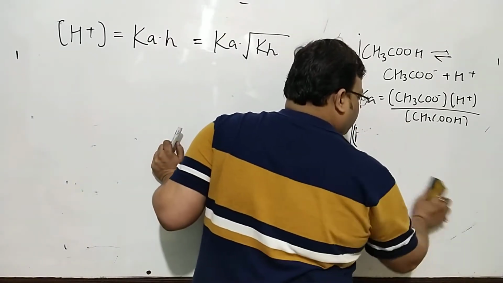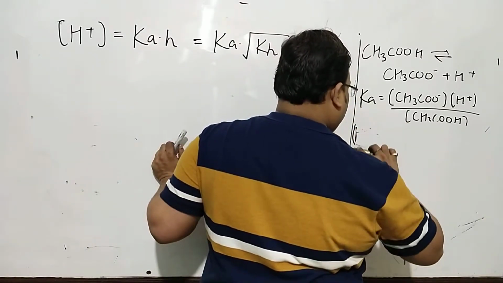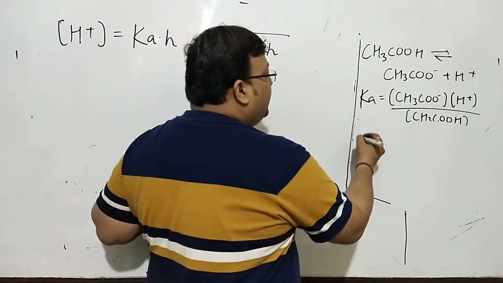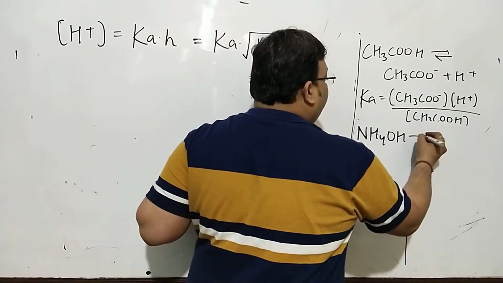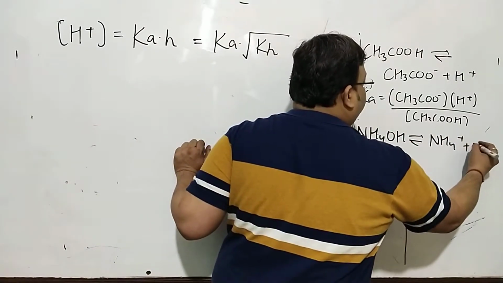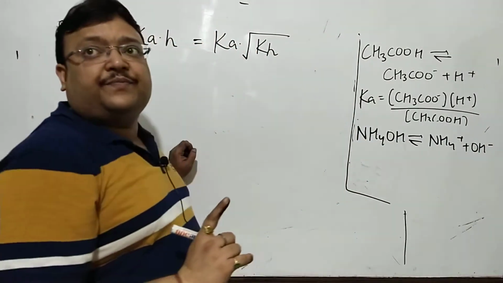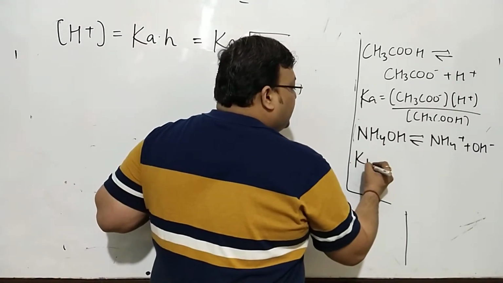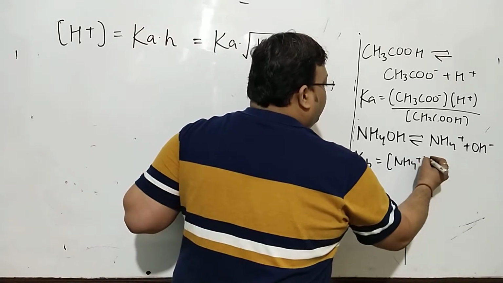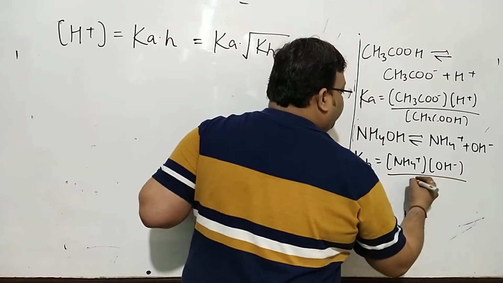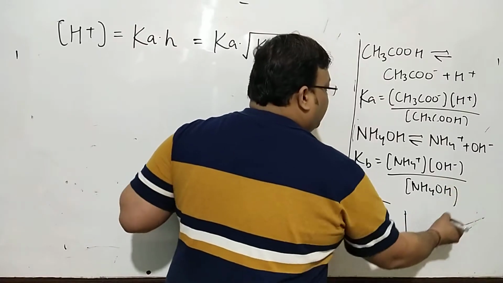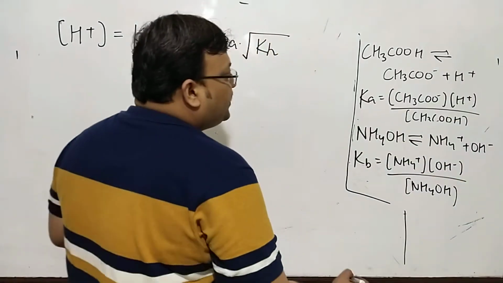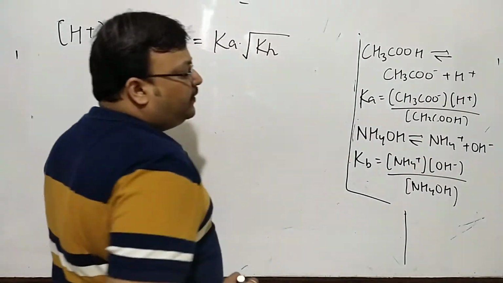And then if I write for Kb, both acid and base are weak. If I write for Kb, NH4 plus plus OH minus, then Kb is equal to NH4 plus OH minus upon NH4OH. I hope this entire thing is visible in the camera. This is how you write for Ka, this is how you write for Kb.